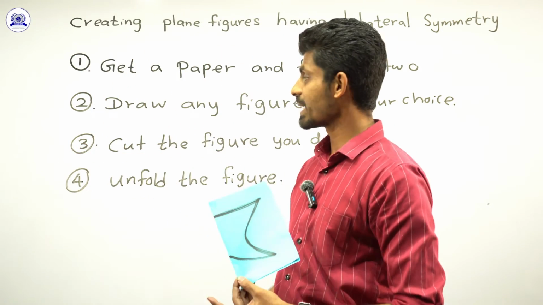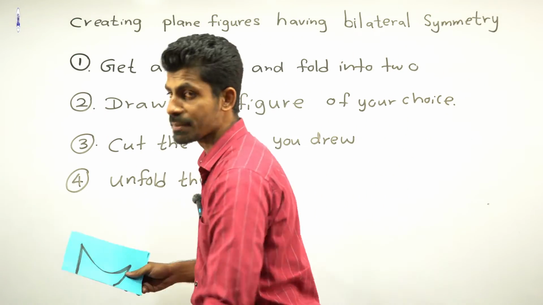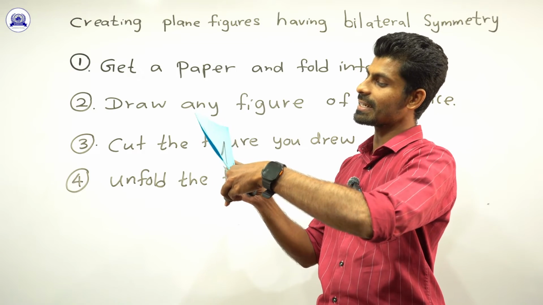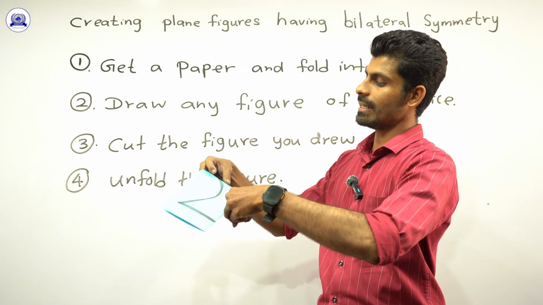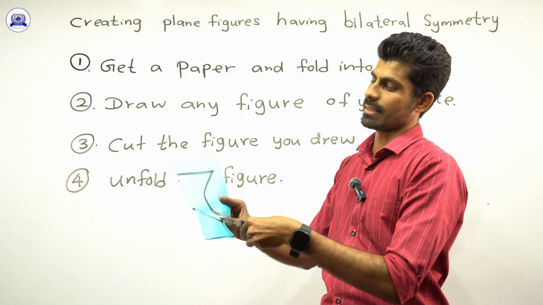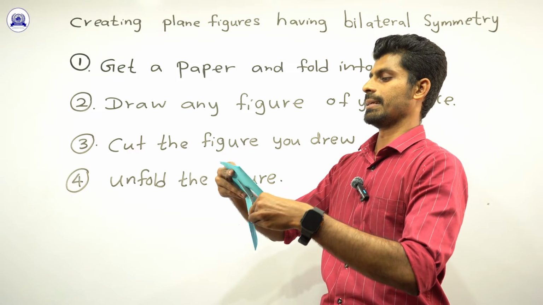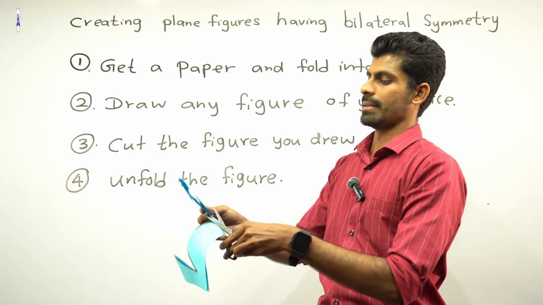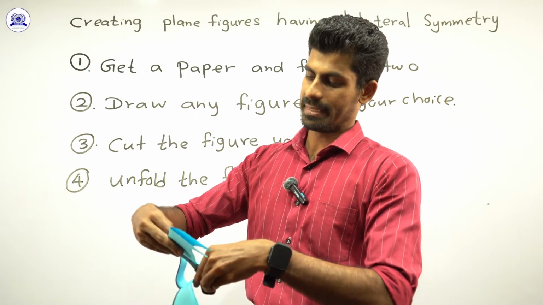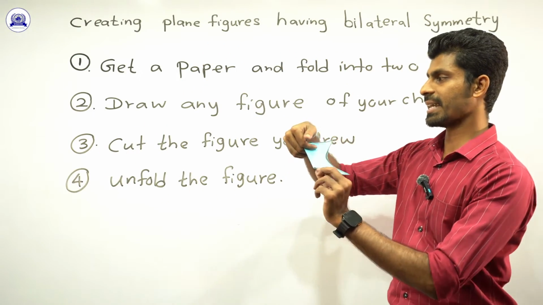Then what is the third step? Cut the figure you drew. Right, okay, then I need a pair of scissors. Now I'm going to cut that figure along the lines, okay? Right, now you can see this one.